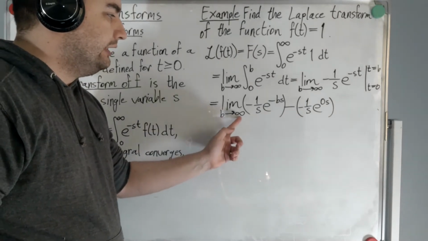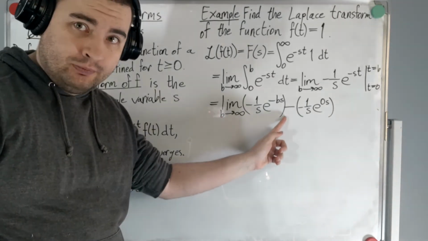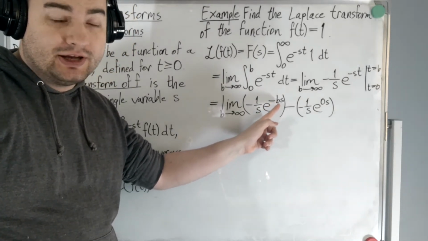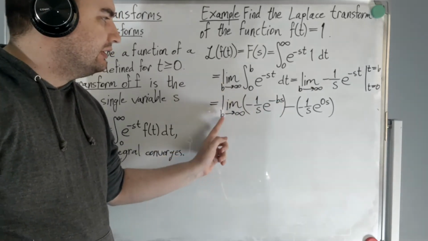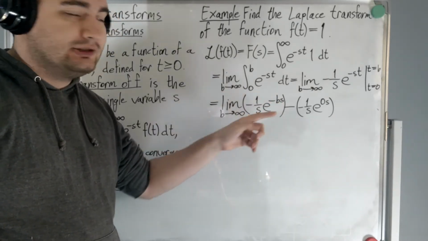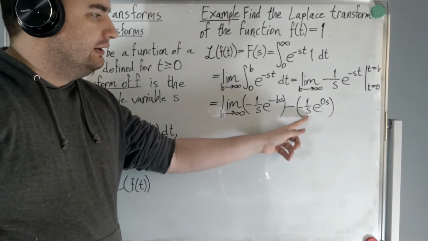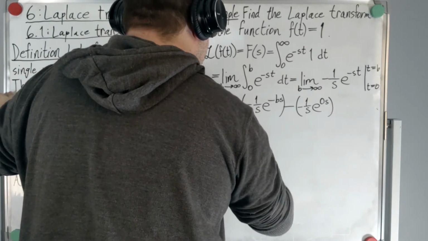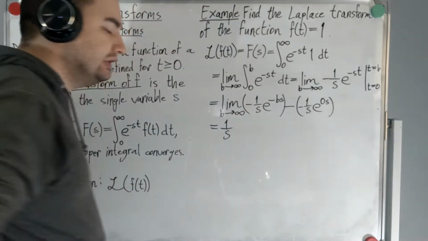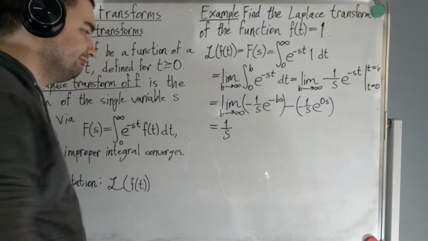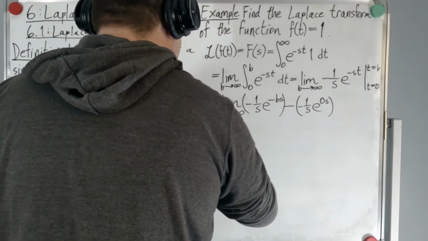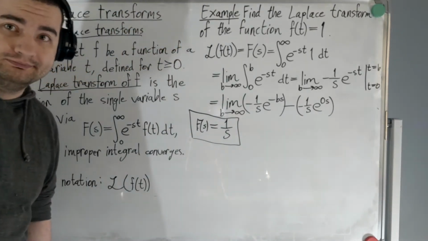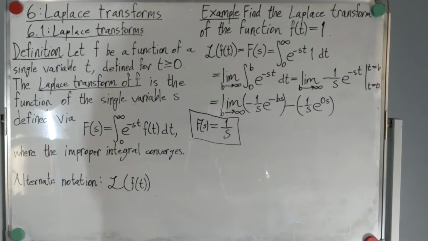Then as b approaches infinity, this term approaches 0 because we have e raised to a negative exponent. So as b approaches infinity, e to the negative bs approaches 0. And then this term just stays here. So we have negative 1 over s times e to the 0, which is just 1 over s. So F of s equals 1 over s. That is our Laplace transform. Okay?